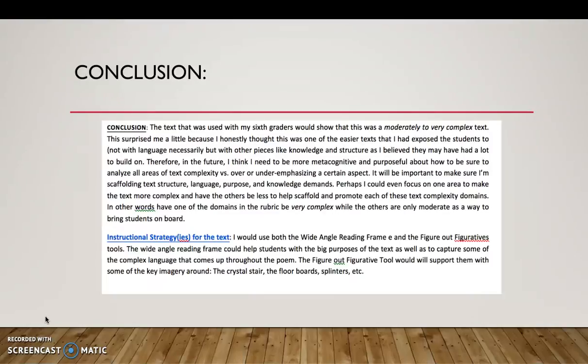She wants to scaffold the text structure, the language, the purpose, and the knowledge demands, meaning that there was something in all 4 areas that needed a little more focus for students. Finally, this teacher suggested some instructional strategies. You can take a look at those here, and if you're confused about what those are, there is a link in your agenda to some of Zweier's examples of what you might use. Notice how in the conclusion, the teacher talks about what pieces of complexity these strategies would meet. Be sure to think about this when you analyze your own text.